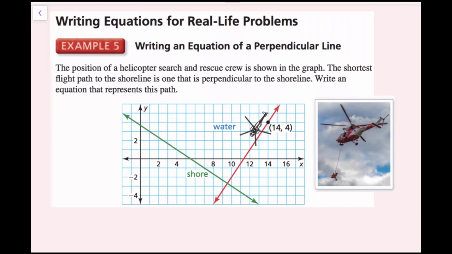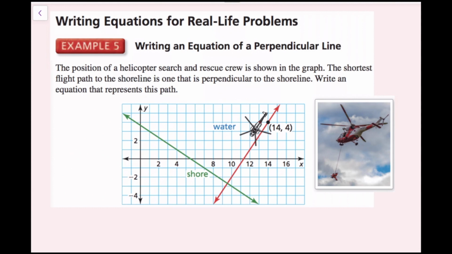The position of a helicopter search and rescue crew is shown in the graph. The shortest flight path to the shoreline is one that is perpendicular to the shoreline. Write an equation that represents this path. All right, so there's multiple ways we can do this. Because the line is actually given to us, this red line right here, we could just write an equation given this point, but because this lesson is on perpendicular lines, we're actually going to find the slope of the shoreline and then use that and this point to find the equation of our perpendicular line.